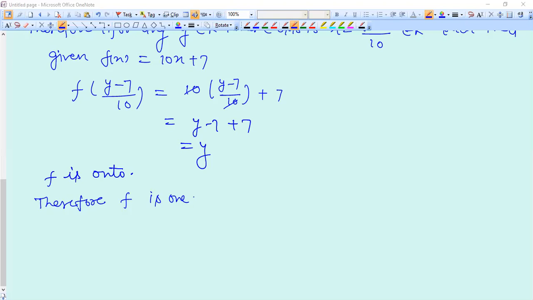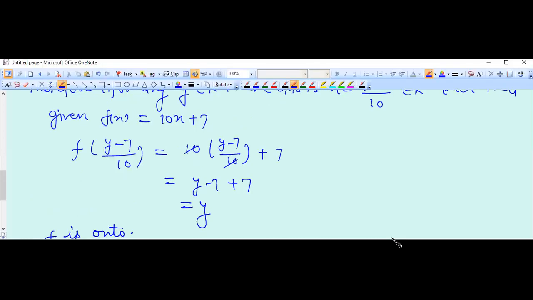Therefore f is one-one and onto. Now we get f is one-one and onto.